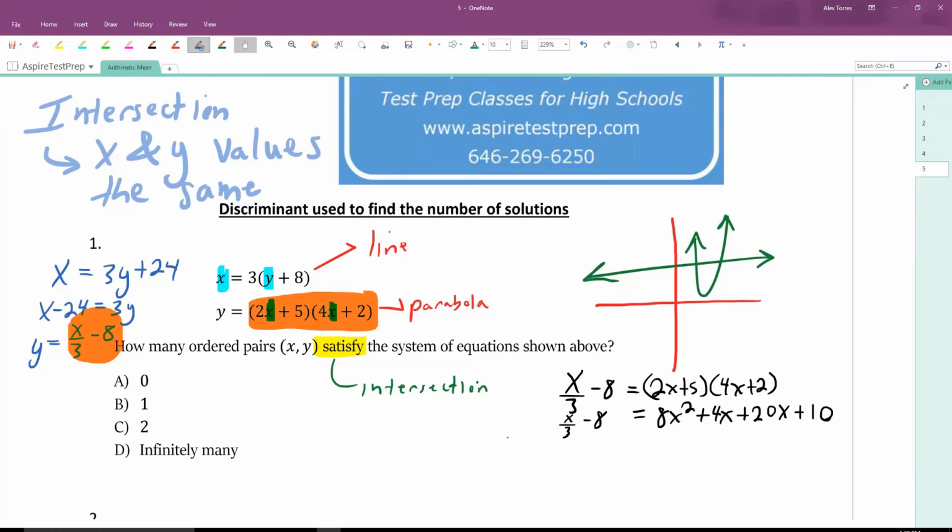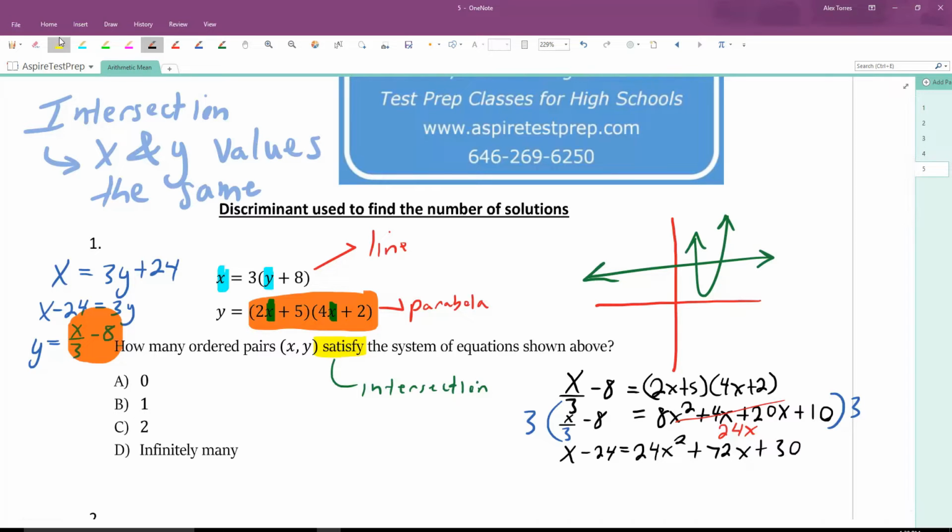Now to get rid of that 3 in the denominator, we can multiply both sides of the equation by 3. That'll give us x minus 24 equals, and actually before that what we really should have done is combine 20x and 4x into 24x. But now we're multiplying everything by 3, so we'll have 24x squared plus 72x plus 30.